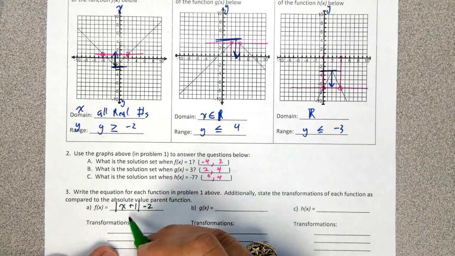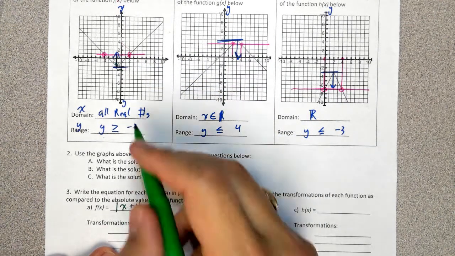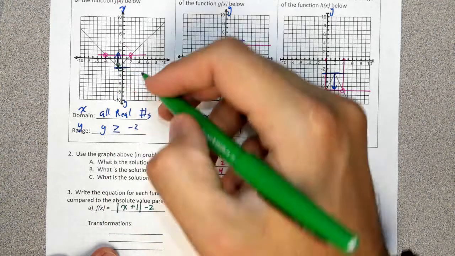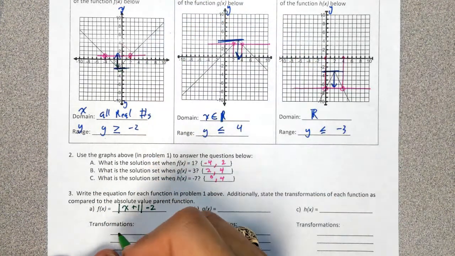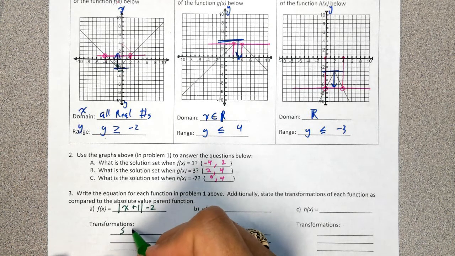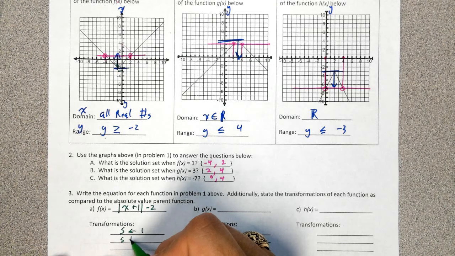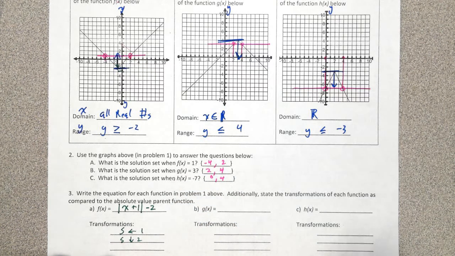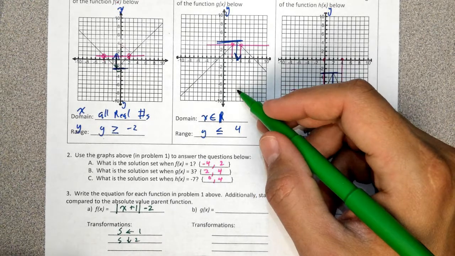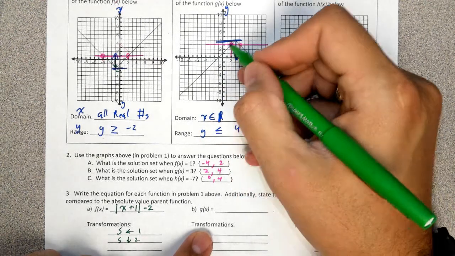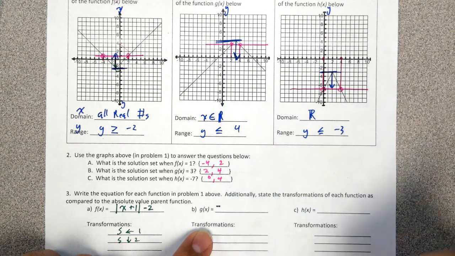Then I need to look at my changes. What transformations did I do? It translated 1 to the left and down 2, or it shifted left 1 and shifted down 2. So I'm just going to abbreviate that by shifted left 1, shifted down 2. B, I look at this one, it is reflected across the x-axis. See how it opens down? So it is going to be a negative equation.